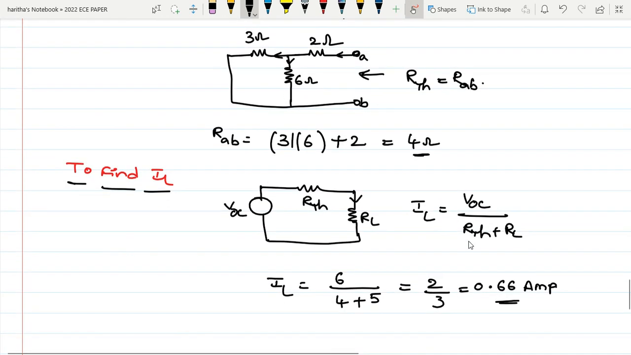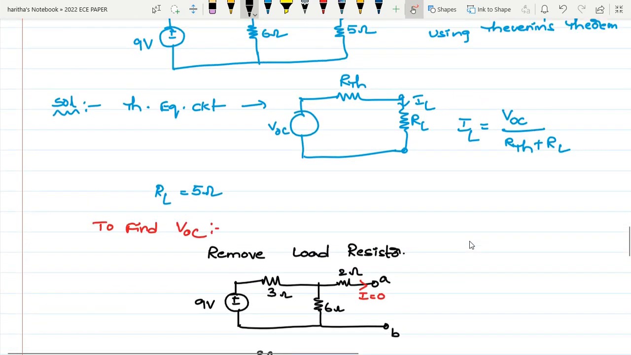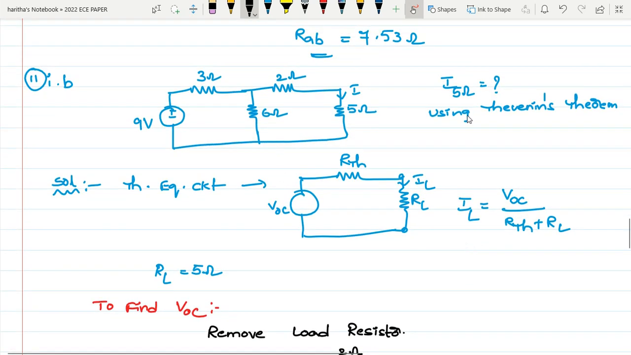So this is the current passing through the load resistor. The Thevenin's problem is over. What we are doing in Thevenin's problem: to find the current passing through a resistor, you have to replace the given network with the Thevenin's equivalent network. In the Thevenin's equivalent network, the elements are VOC, R Thevenin, and RL. So you have to find VOC and R Thevenin. Then you will get the current passing through the load resistor using this formula.